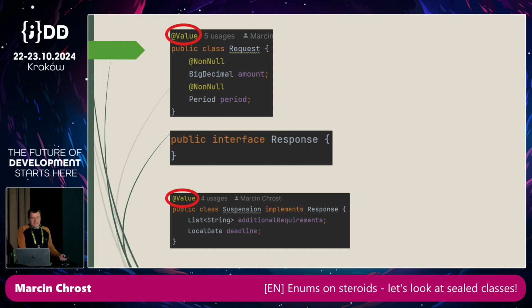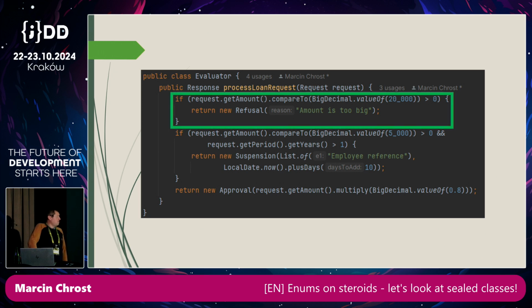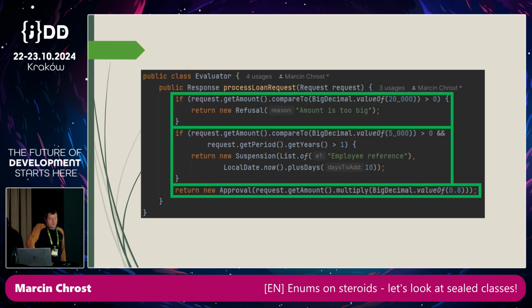So definitely, this is the thing we would like to avoid. But this is not the worst part of this code. Because we are talking about the evaluator, this class doesn't look very bad, to be honest. Just for brevity, I added here two business rules. The first one is that if you are trying to lend too much money, we simply refuse to do that. And the second one, if we're trying to lend a little less money, but for a long period, we are requiring additional things to do. In other cases, we simply approve the request.